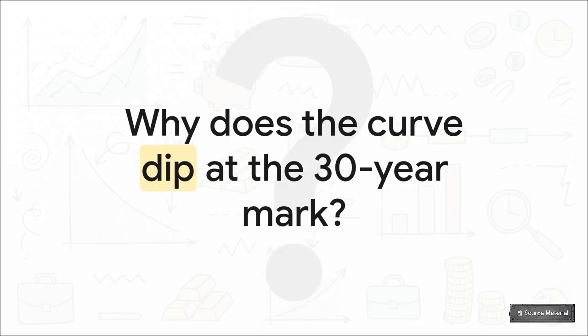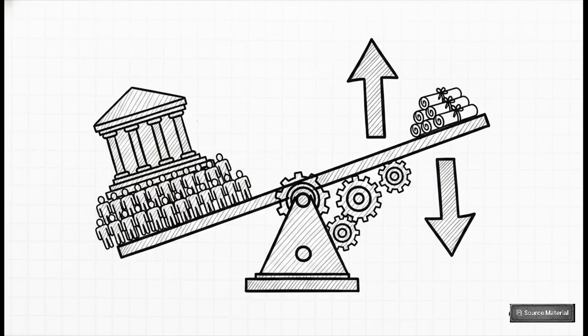So you'd probably assume this curve just keeps sloping upward forever into infinity, right? But take a really close look at the far right of the timeline. Why does the slope suddenly drop off or dip at the 30-year mark? It all comes down to the realities of supply and demand.